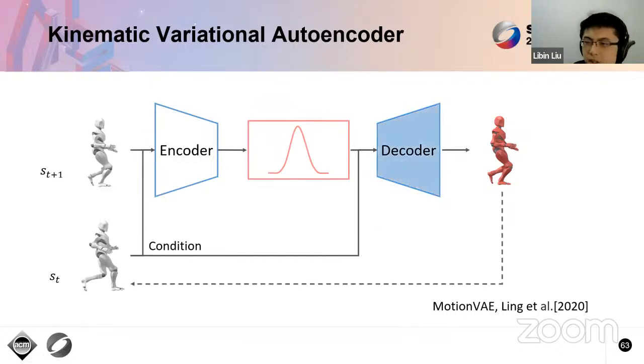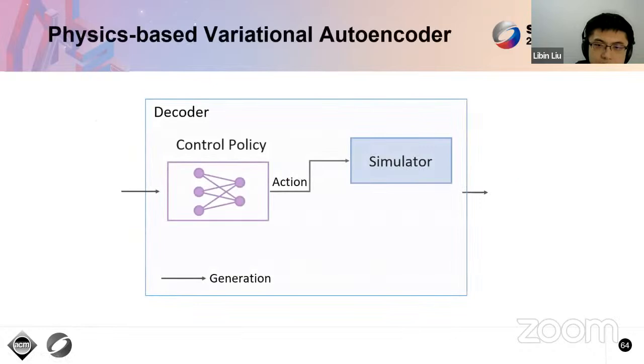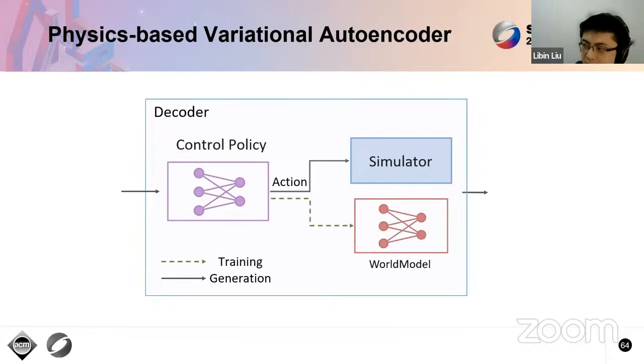Now we can think about how to convert this process into a physics-based method. The way the kinematic-based method creates the next pose is to directly use the network to compute the next pose. But for the physics-based method, the problem is a little more complicated. We need to use the control policy to compute an action and use the action to drive the character in the simulator to compute the next states. So we can consider this control policy and the simulator as the decoder of Motion VAE. And now we also have the world model that can approximate the simulator. So we can use this world model during training to train this control policy. And after training, we can disable this world model and use the simulator at runtime.